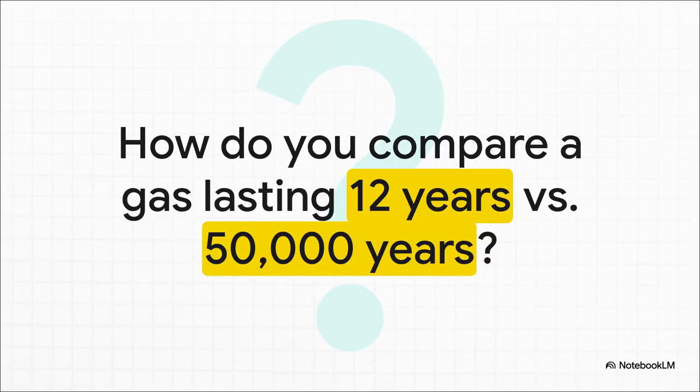So let's just start with the main problem right off the bat. Imagine you've got a gas like methane. It's super potent, but it's gone from the atmosphere in about a dozen years. Then, on the other hand, you have something like a perfluorocarbon, which can hang around for 50,000 years. How on earth do you compare those two on a level playing field? It's a real head-scratcher, and it needed a pretty clever solution.